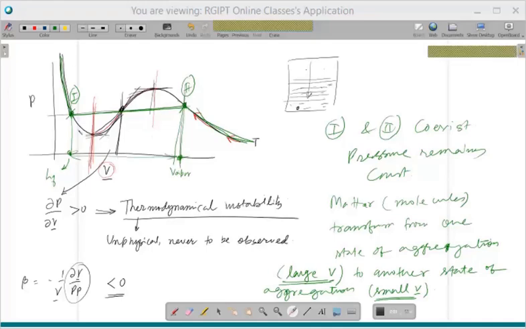So there are two states of aggregation which are widely separated in terms of their molar volumes. Physically it means that the densities are extremely different, there's a wide difference in the densities of these two states of aggregation. These are identified as liquid and vapor phases. The one with a larger molar volume is the vapor phase. The one with a smaller molar volume or larger density is the liquid phase.